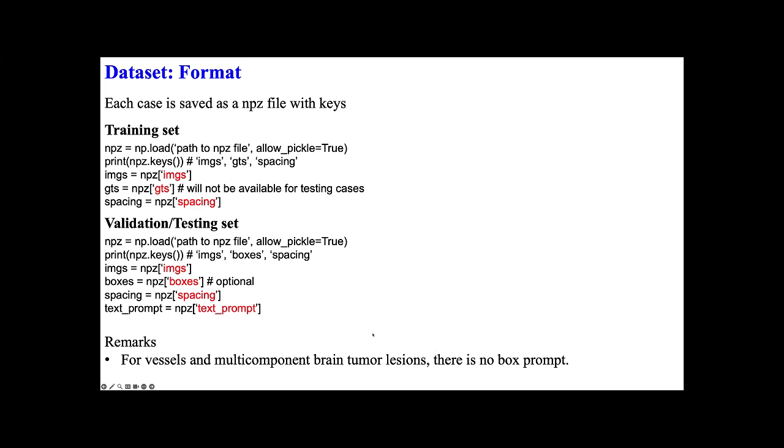For the data format, each case is saved as an NPZ file with various keys. For example, for the training set, the case includes image, ground truth, and spacing. For the validation and testing set, the case includes image, box, spacing, and text prompt. It should be noted that the box prompt is optional for some targets such as vessels and multi-component brain tumor lesions.